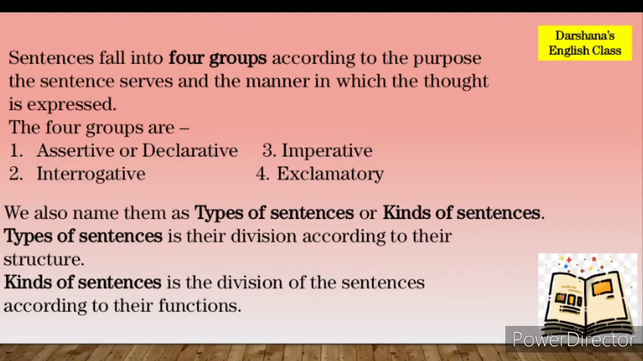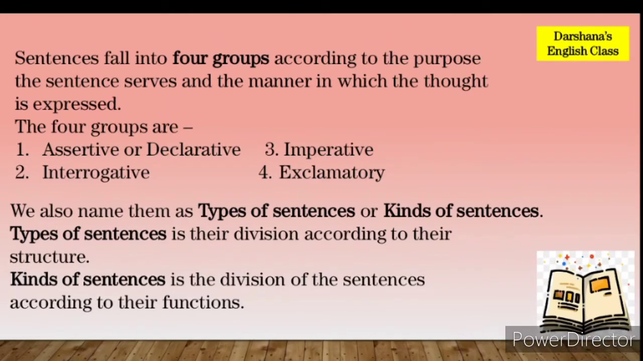Now when we talk about sentences, sentences fall into 4 groups. How? According to the purpose the sentence serves and the manner in which the thought is expressed. Yes, basically sentences are to express or to connect, isn't it? These 4 groups are assertive or declarative, the second interrogative, the third imperative, the fourth exclamatory. We also name them types of sentences or kinds of sentences. Now some children do get confused.